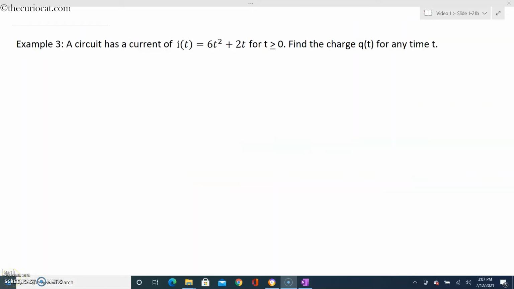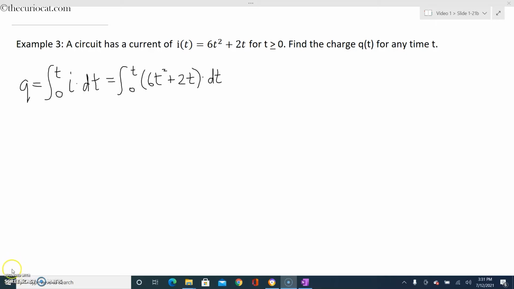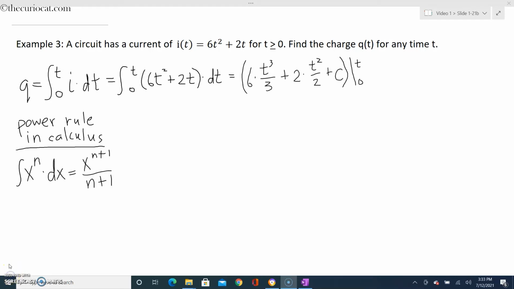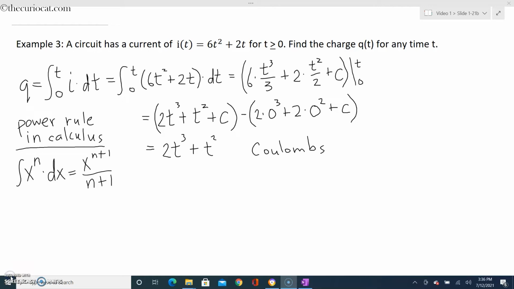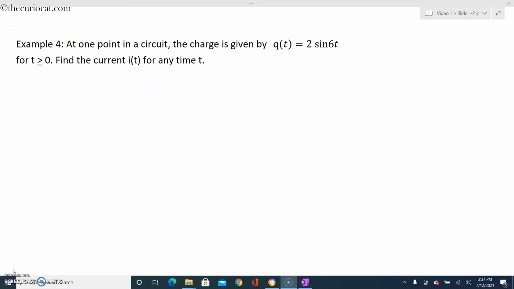For example 3, we are given a current that is not a constant, and we want to find the charge q(t) for any time t. So we start by writing out the time integral. We enter the expression for the current. We perform the integration using the power rule. We then apply the upper and lower bounds of the integration, and then we get our result. Now in example 4, we have the opposite problem.